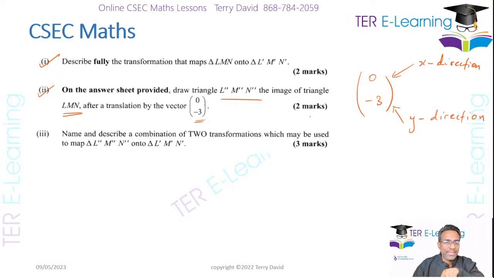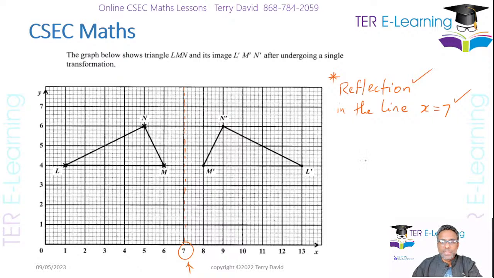So let's go to the diagram LMN. So the vector is 0 minus 3. LMN is this here. Now, you can start with any one of the points that you want. So let's say we start with L. You're not moving in the horizontal direction, but you are moving downwards by 3 units. So you're going to go 1, 2, 3 units. So therefore, L double prime is going to be here.